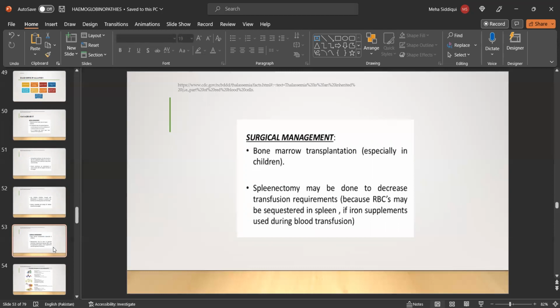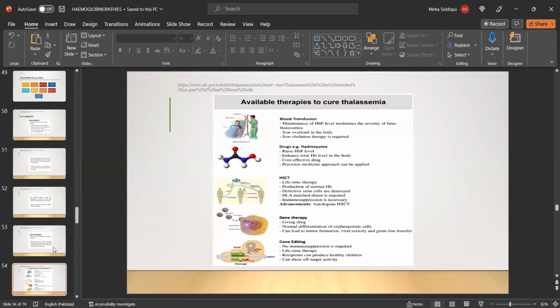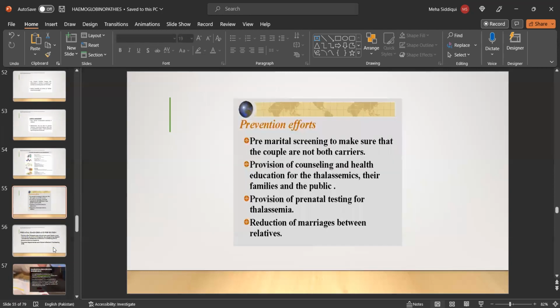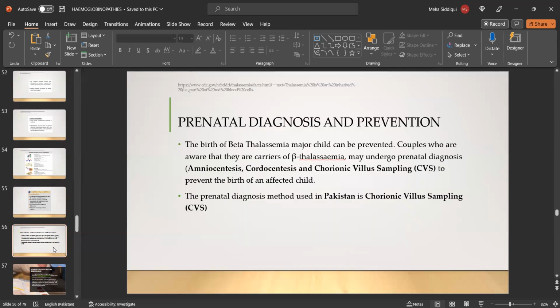Surgical management includes bone marrow transplantation and splenectomy. So the available therapies to cure thalassemia are blood transfusion, drugs like hydroxyurea, stem cell therapy, and gene editing. Prevention efforts include premarital screening to make sure that the couple are not both carriers, provision of counseling and health education for the thalassemics, their families, and the public, provision of prenatal testing for thalassemia, and reduction of marriages between relatives.